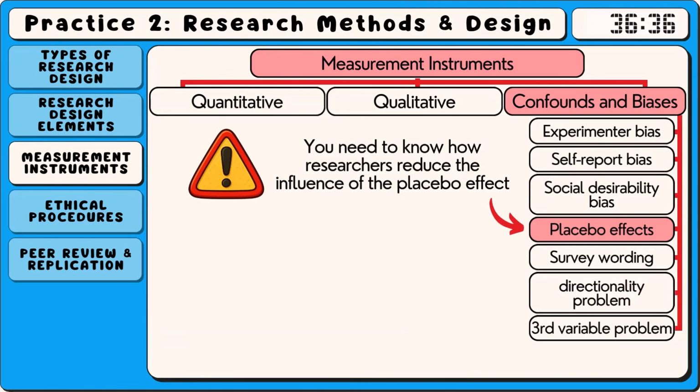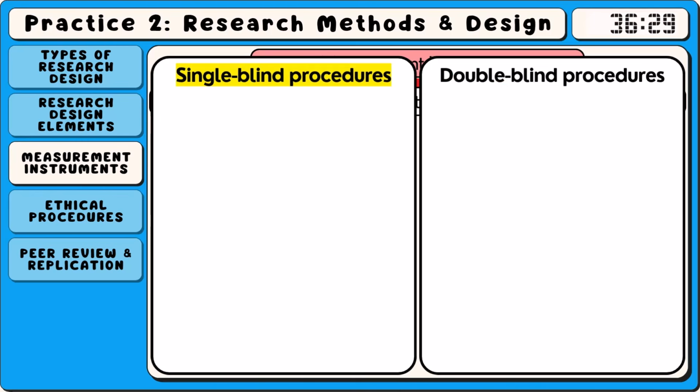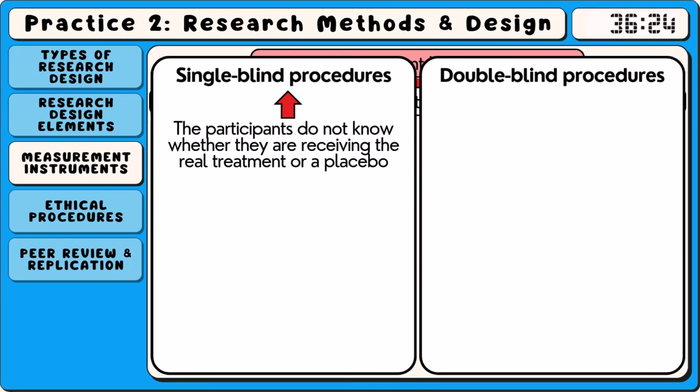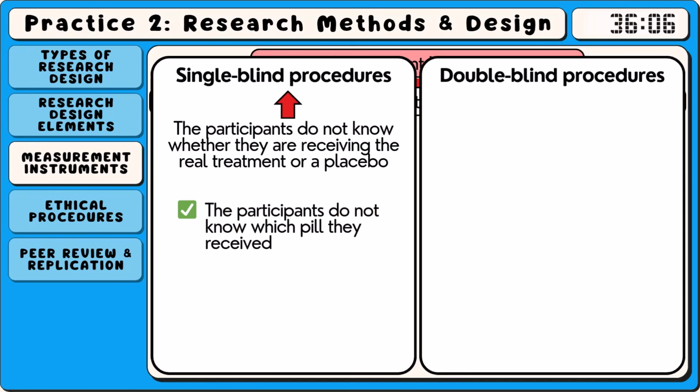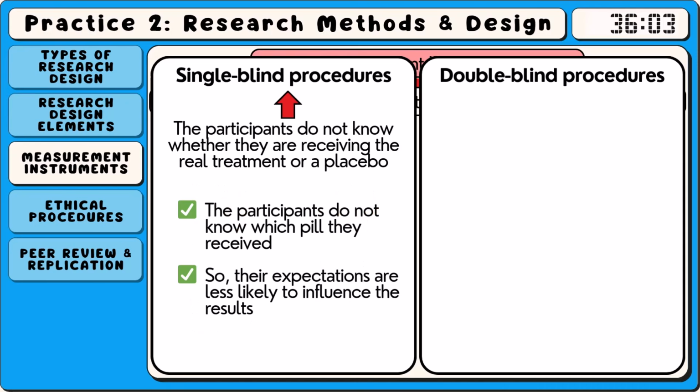For AP psychology, you need to know how researchers reduce the influence of the placebo effect. They do this through processes called single-blind procedures and double-blind procedures. In a single-blind study, the participants do not know whether they are receiving the real treatment or a placebo. For example, imagine a study testing a new pill to improve sleep. One group receives the real pill, and another group receives a placebo pill that looks identical but has no active ingredient. Because the participants do not know which pill they received, their expectations are less likely to influence the results.